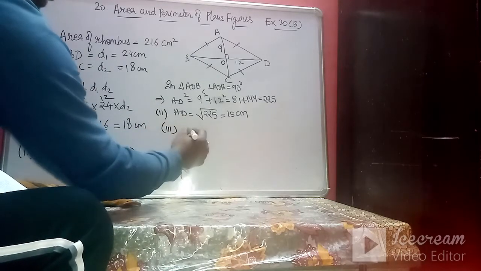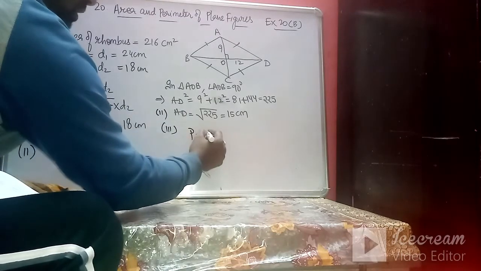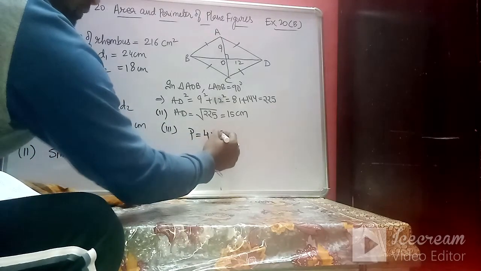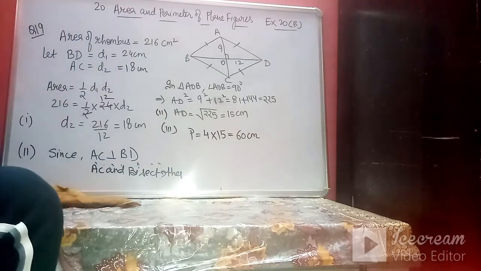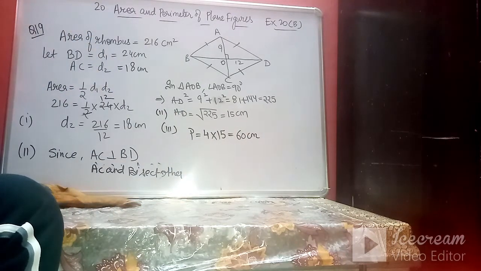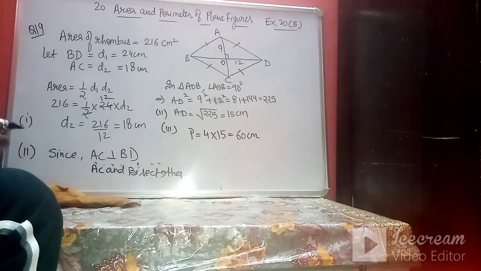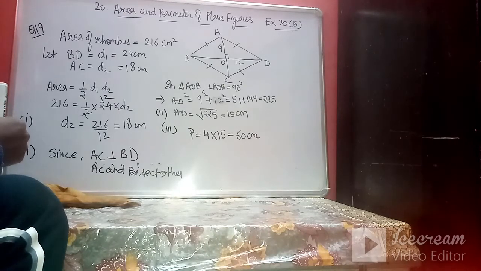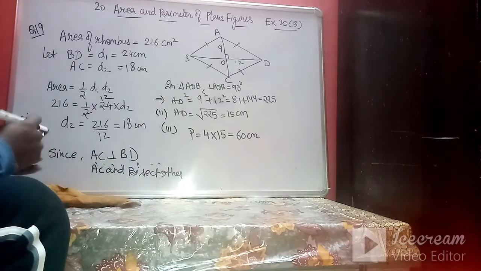Third is we have to find the perimeter. Now since all the sides are equal to each other, so what will be the perimeter? Perimeter will be 4 into 15, that is 60 centimeter. So concepts that we used in this problem is, first is the area of rhombus is half d1 into d2. Second is diagonals are the perpendicular bisector in case of the rhombus. And since all sides are equal, so perimeter will be 4 into side, like we are finding in case of the square only.